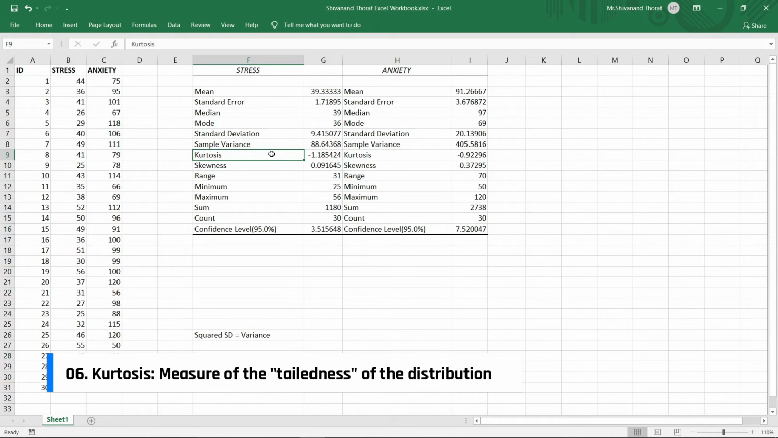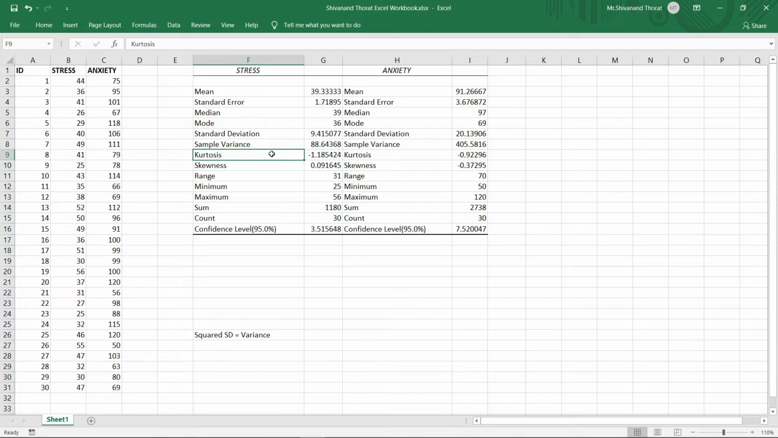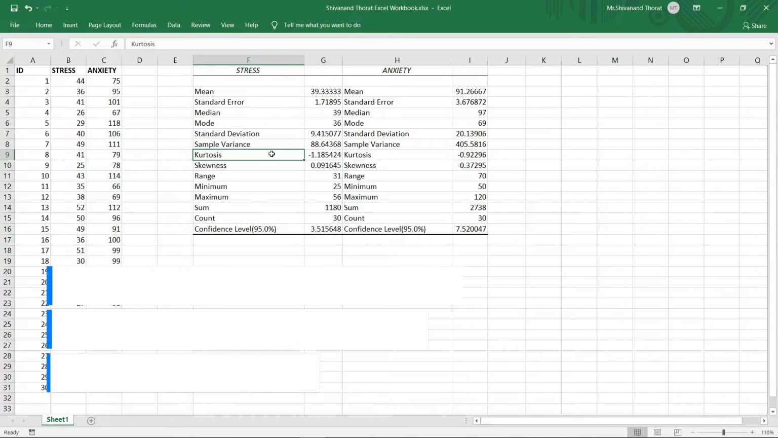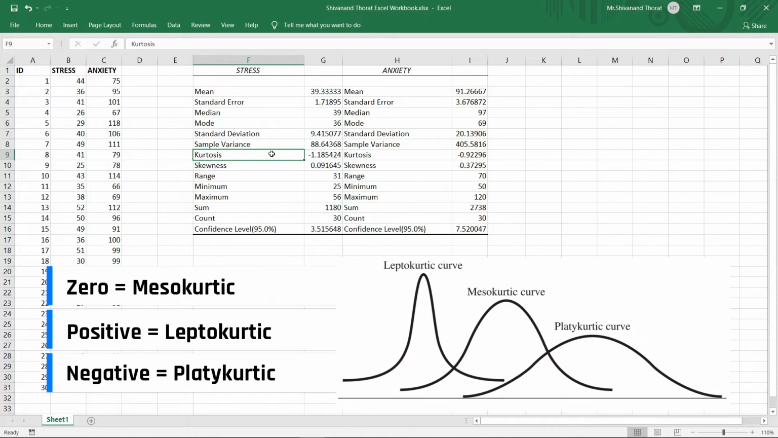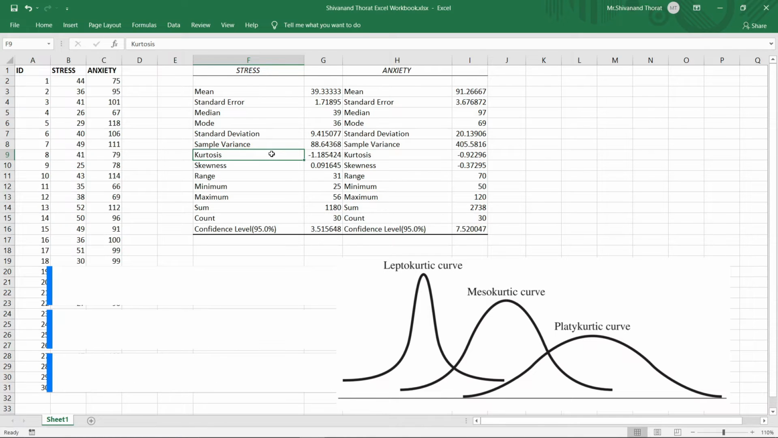Kurtosis is a measure that defines how heavily the tails of a distribution differ from the tails of a normal distribution. In other words, kurtosis identifies whether the tails of a given distribution contain extreme values. There are three categories of kurtosis. Zero value of the kurtosis denotes the perfect normal distribution and it is called as mesokurtic distribution. If the kurtosis value is positive, it is called as leptokurtic, and if the kurtosis value is negative, it is called as a platykurtic distribution.